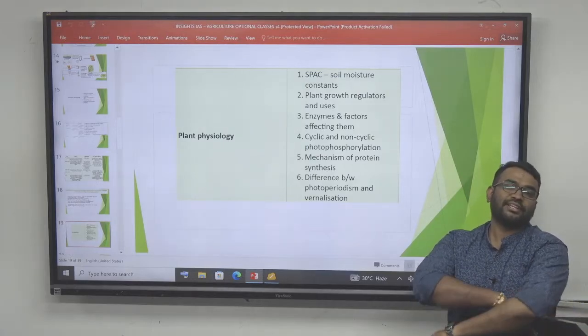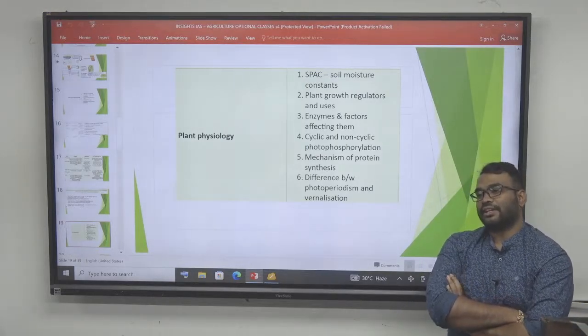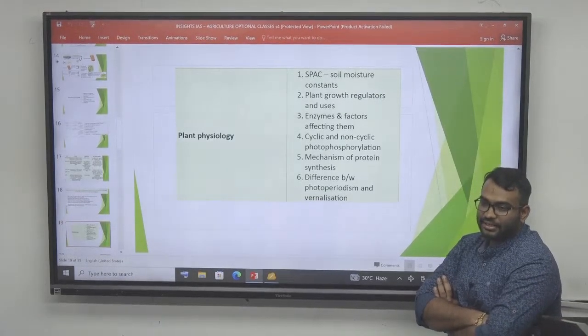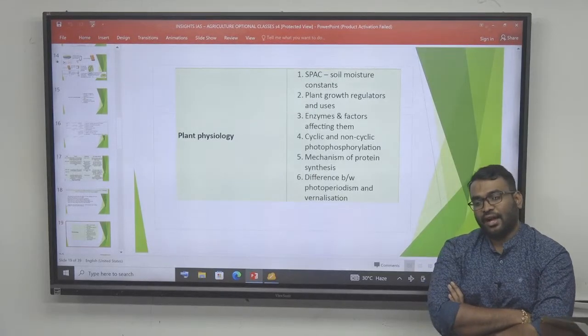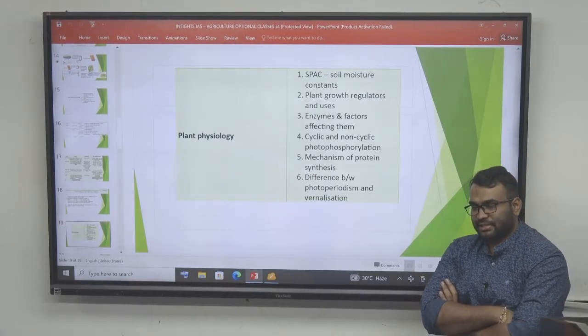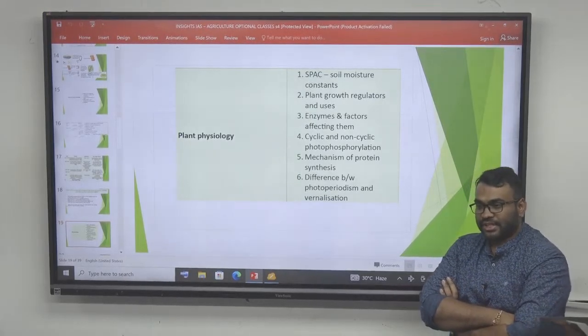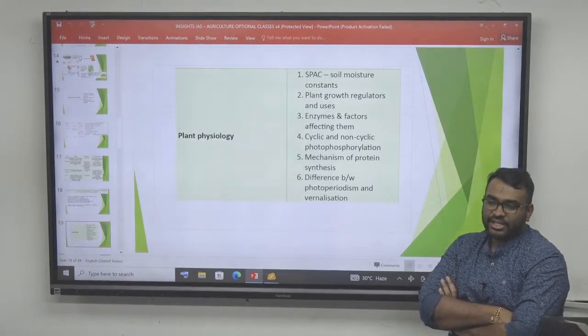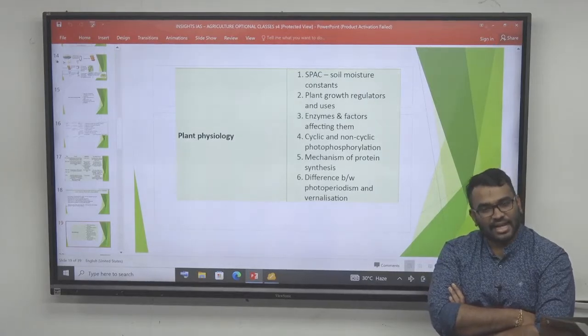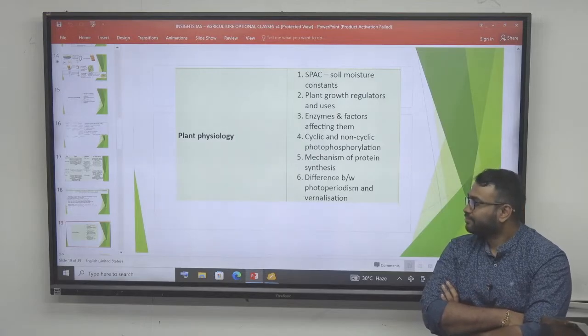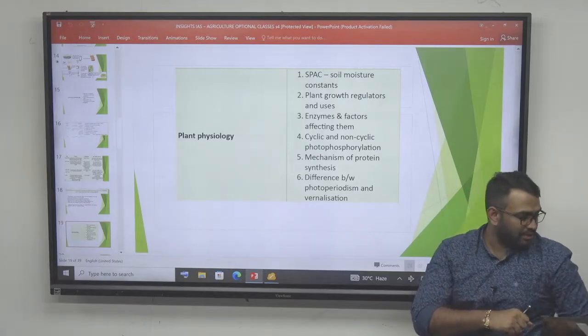Basically photoperiodism is altering the day and night, or else the light and dark conditions. And vernalization is basically a cold treatment to induce flowering, correct? In both, the intention is to induce flowering only. In one, we are altering the light and dark conditions. In the other, we are going for cold conditions. Clear? Now we'll look for a few other topics.